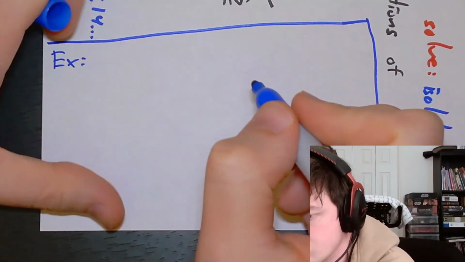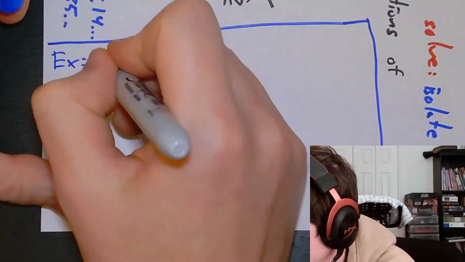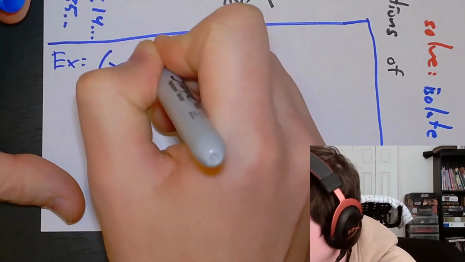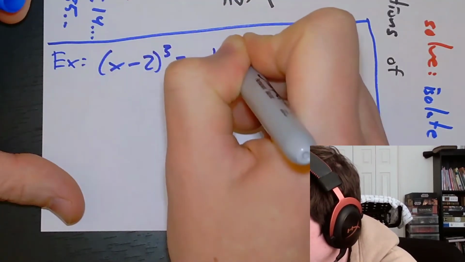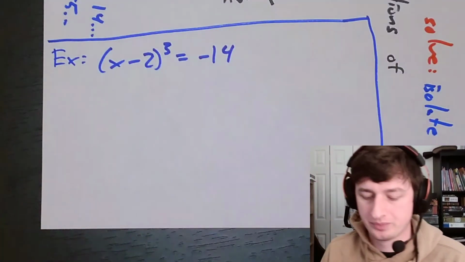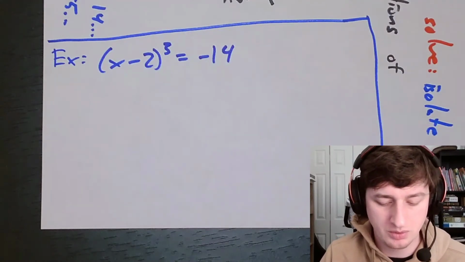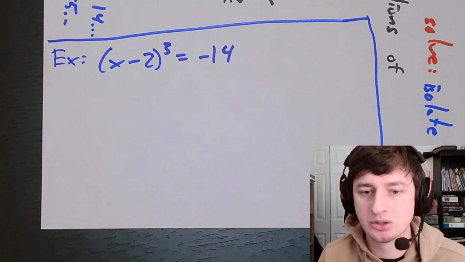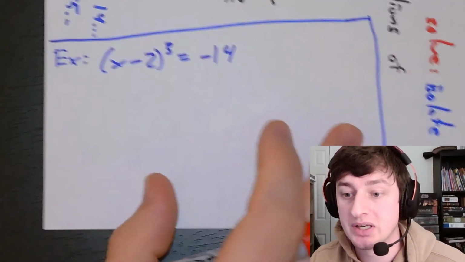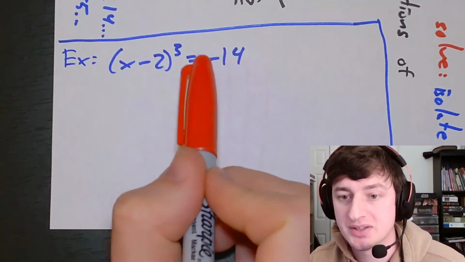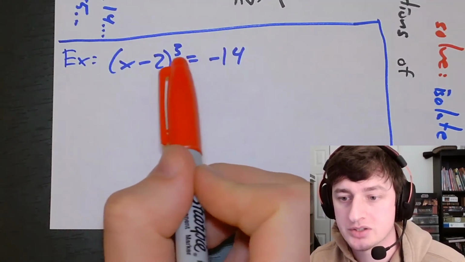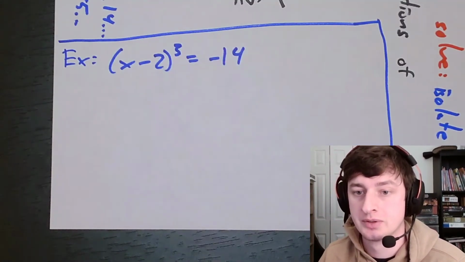Where did I say the problem was? x plus 2 cubed, x minus 2 cubed equals negative 14. So, we talked about this in our last lesson a little bit, but we have a negative number, and we're going to take a root of a negative, but because this is an odd exponent, that's okay.